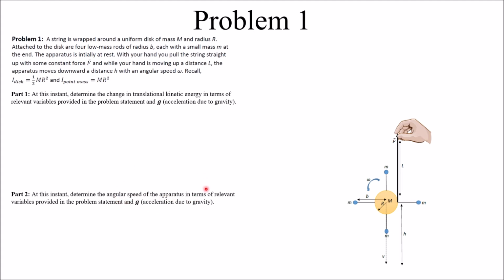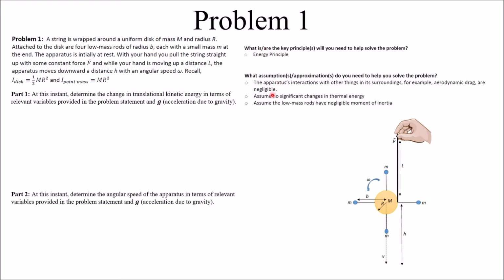And so what we'll do is we'll use the energy principle here, and we will assume that there's no interactions with the surroundings like aerodynamic drag and so on. We'll assume that there's no significant changes in thermal energy. We'll assume that the low mass rods have a negligible moment of inertia. These rods here that are connecting the masses. Otherwise, we would have to account for the mass of those rods as well.